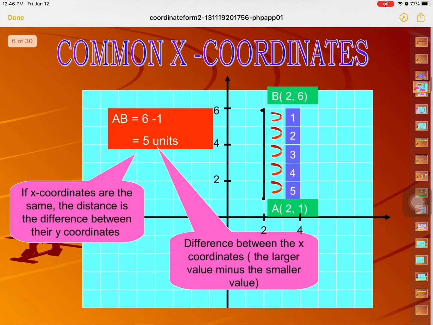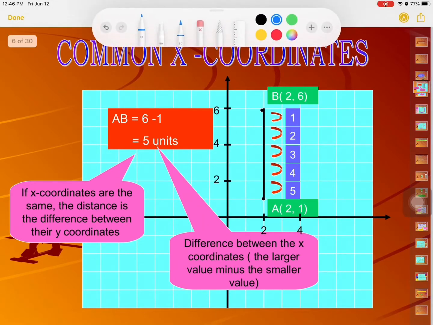So this is where you will find out the common x coordinate. What is common x coordinate? If you have 2 points, let's say point A and point B, A is at coordinate 2, 1, B is at 2, 6. The common x coordinate means that they both share the same x coordinate. That is what is meant by the common x coordinate.